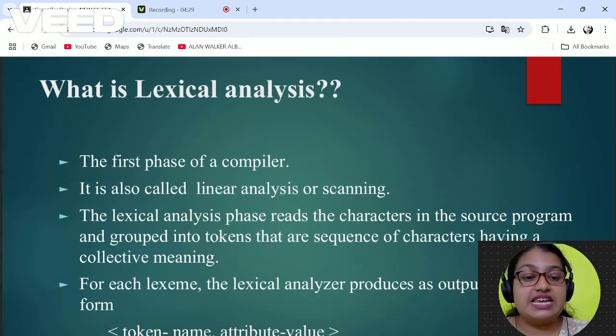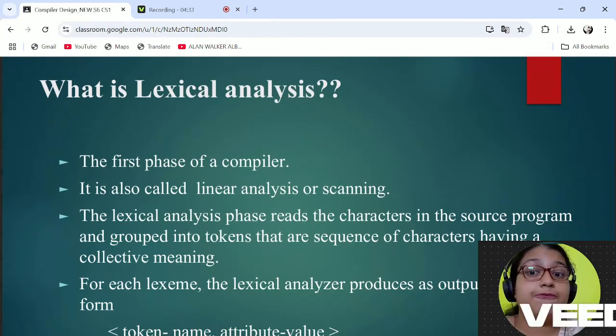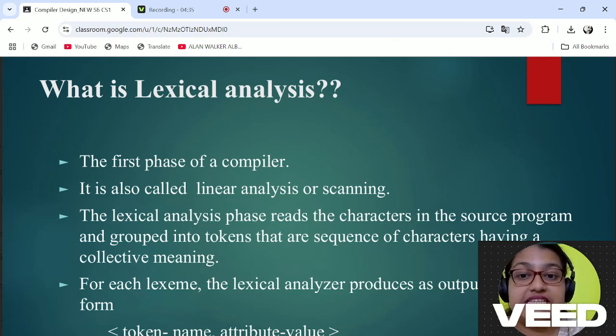First, we have lexical analysis. As we know, it is the first phase of the compiler, and we also call it linear analysis or scanning. In lexical analysis, a scanning process is done. It goes in a linear fashion, and for that reason lexical analysis is also called linear analysis or scanning.